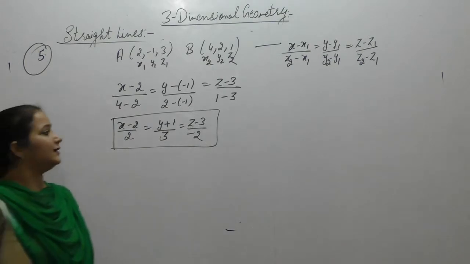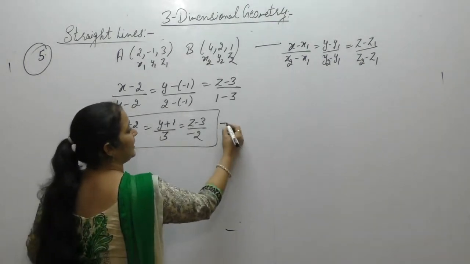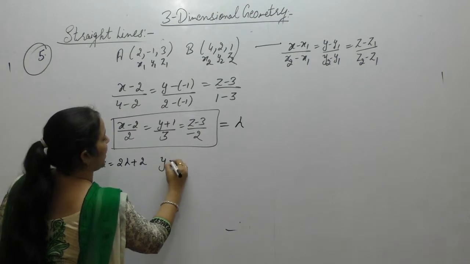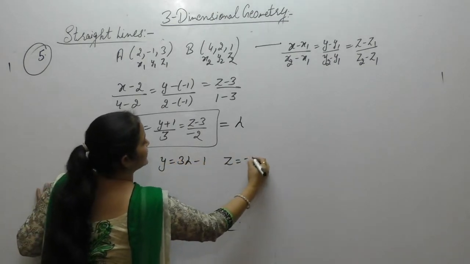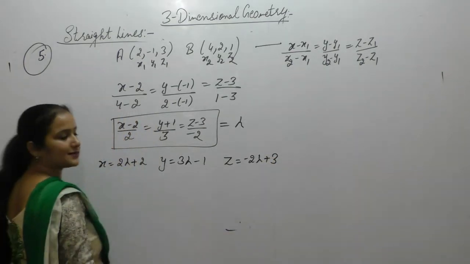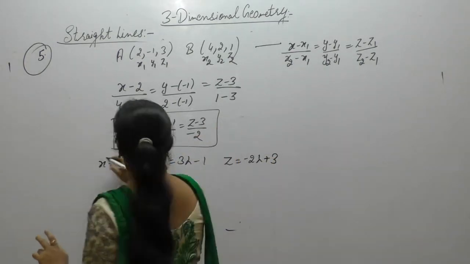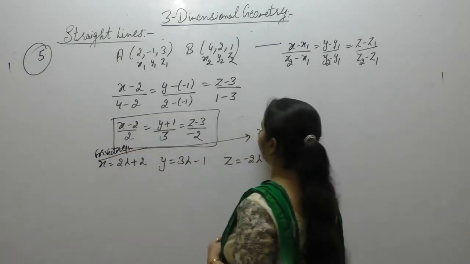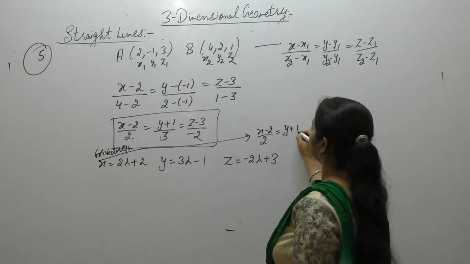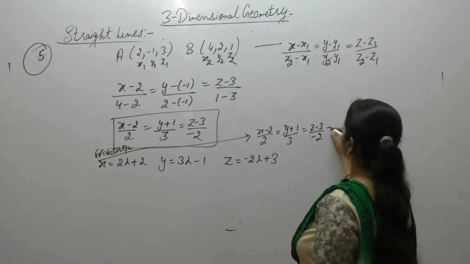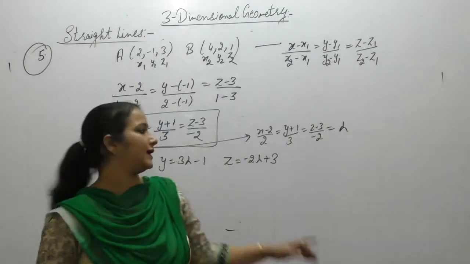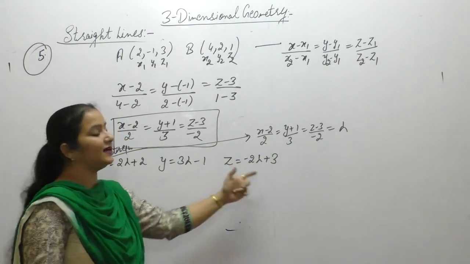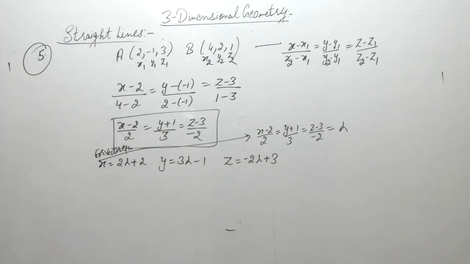Now we want to find the vector equation. So let it be equal to lambda. So we get x is 2 lambda plus 2, y is 3 lambda minus 1, z is minus 2 lambda plus 3. यहाँ तक निकालने के बाद, to find the vector equation, we have to put this equal to lambda. This is the Cartesian equation of the line. Now for the vector equation, put this Cartesian equation equal to lambda, then find the value of x, y and z.